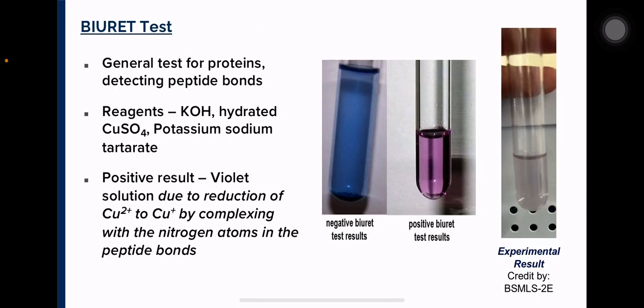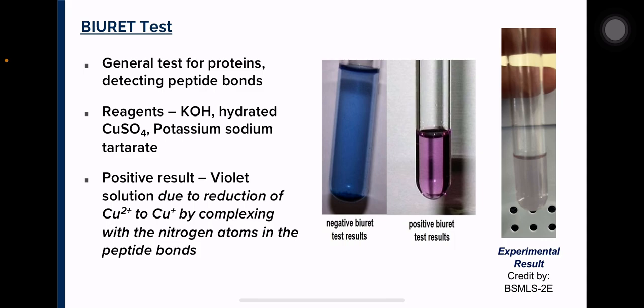Now let's proceed to the different chemical tests. First, we have your biuret test. The biuret test detects peptide bonds, making it a general protein test. The reagents used are potassium hydroxide, copper sulfate, and potassium sodium tartrate. For a positive result, you will have a violet solution. This happens because copper ions form complexes with nitrogen atoms in peptide bonds.